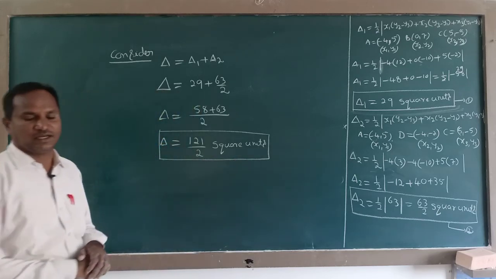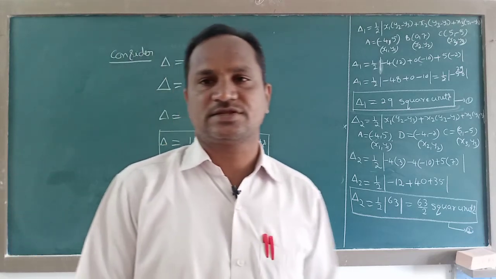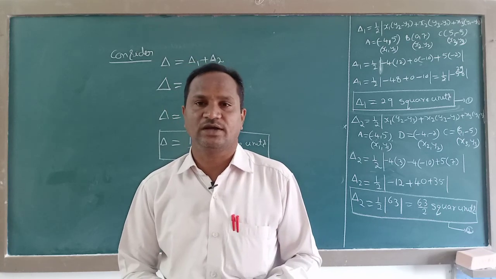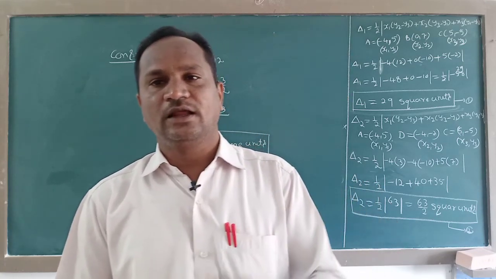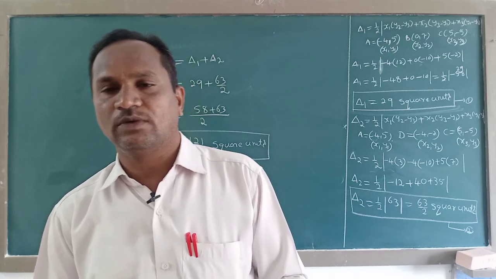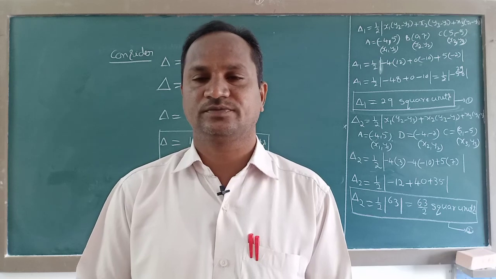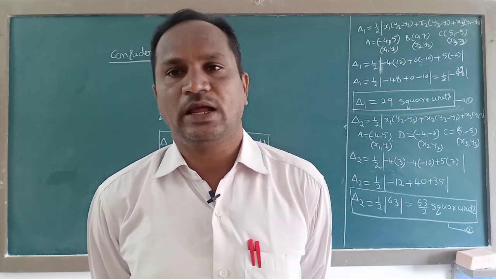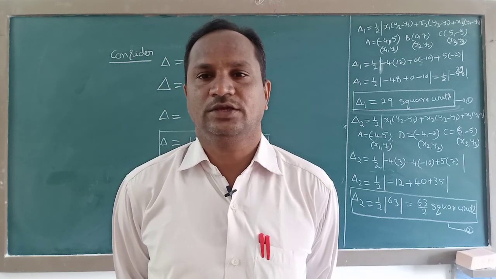Like that we find the area of a quadrilateral. It is the first question in exercise 10.1. Today I have finished the angle between two lines theorem, and at the same time I started the problems from exercise 10.1. From the next class onwards, we will solve different types of problems on exercise 10.1. Thank you very much.